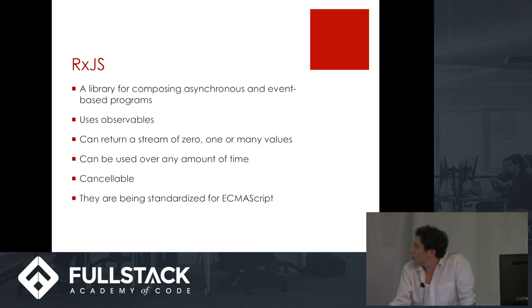library called RxJS. It is a library for composing asynchronous event and event-based programs. It uses something called observables. And observables are somewhat similar to promises in that they are trying to solve the same problem of async and avoiding callback hell. But unlike promises, they don't just return one value. They can return a stream of zero, one, or many values. And they can be used over any span of time. And most importantly, at Netflix, they are cancelable.